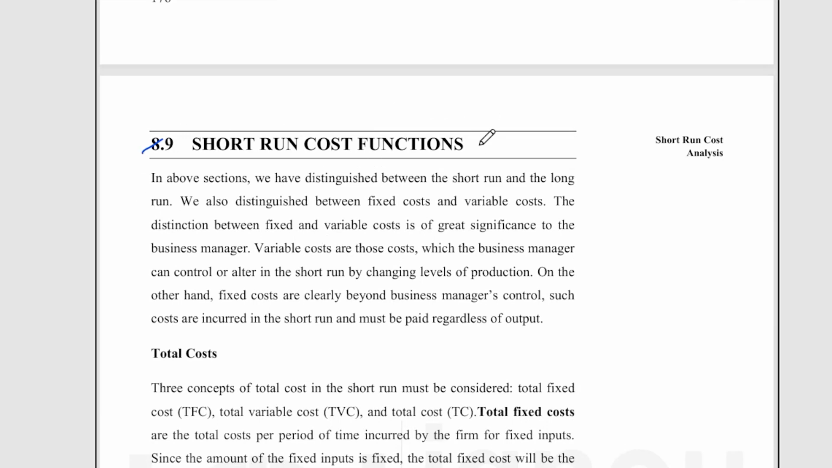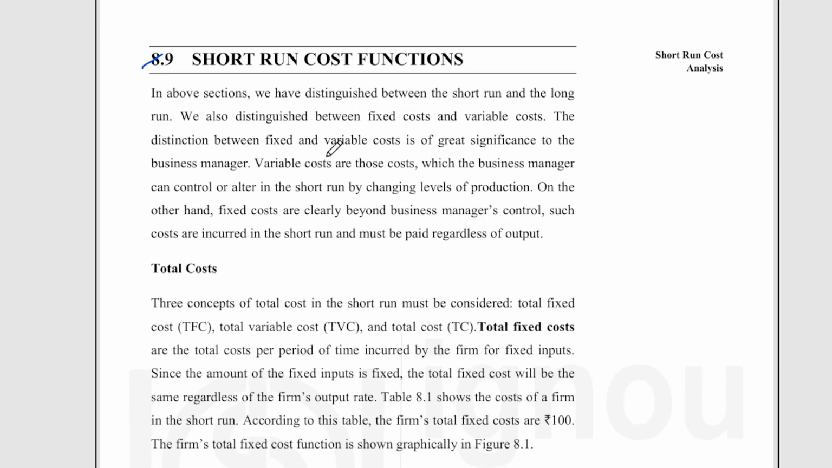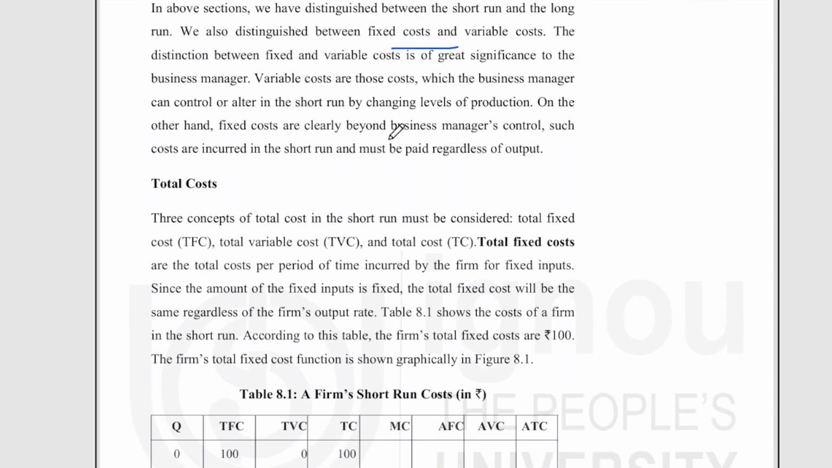And next is short run cost function. In the above section, we have distinguished between short run and the long run. We also distinguish fixed cost and variable cost. The distinction between fixed and variable cost is of great significance to the business manager. The variable costs are those costs which the business manager can control or alter in the short run by changing the level of production. On the other hand, fixed costs are clearly beyond the business manager's control. Such costs are incurred in the short run and must be paid regardless of output.